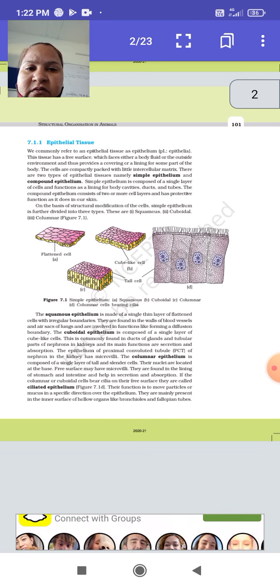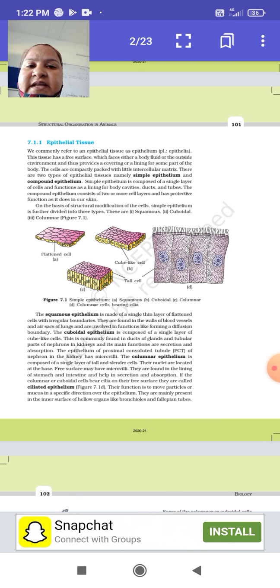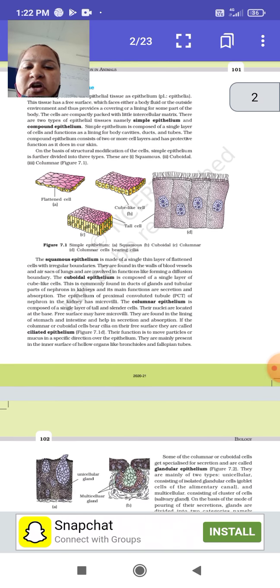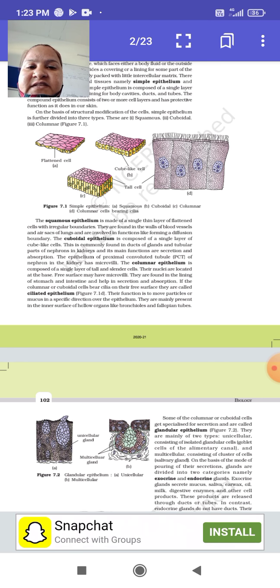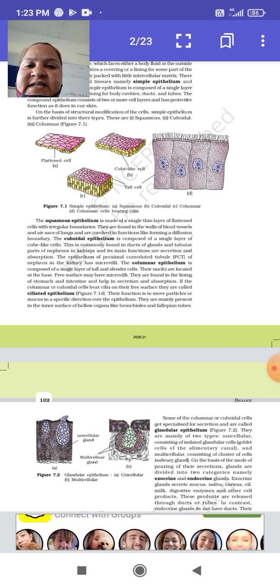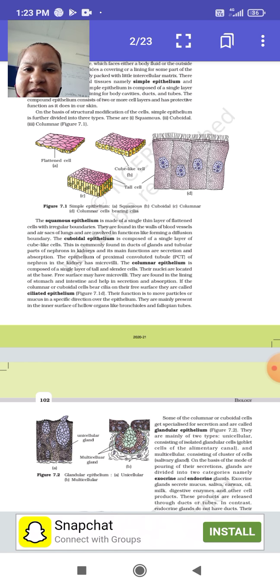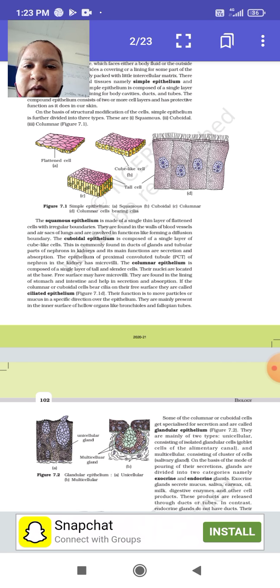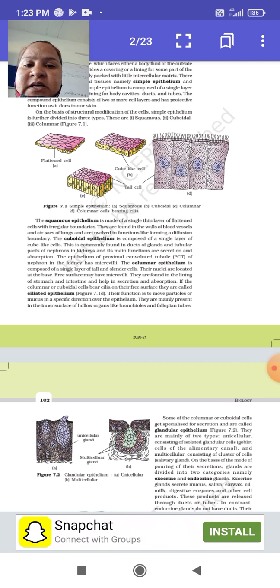Now, simple epithelium is further divided into three types. One is squamous, second is cuboidal, and third is columnar. Squamous epithelium is made up of a single layer of flattened cells, and they have irregular boundaries. You can see that in figure 7.1. Squamous epithelium means their boundaries are not regular.